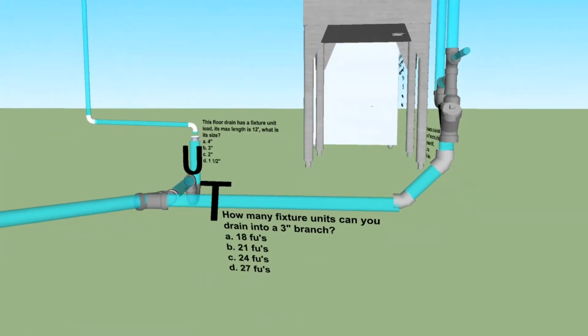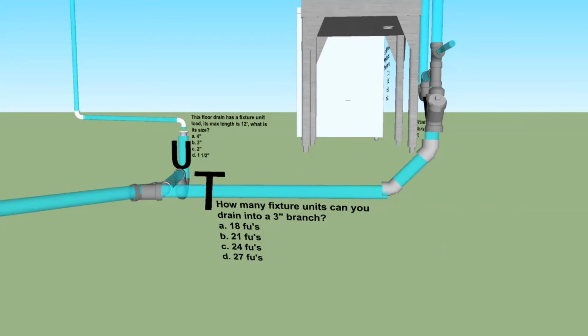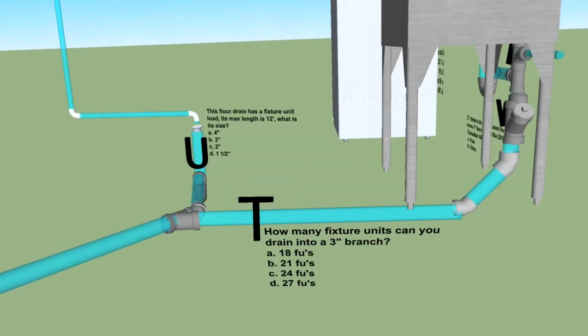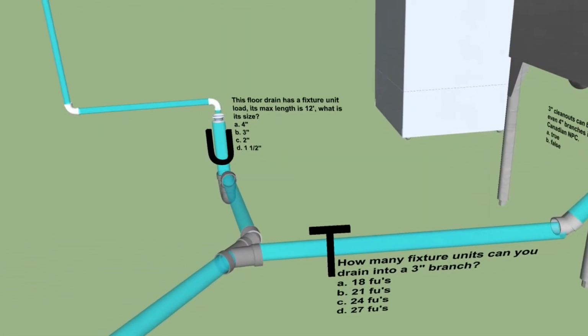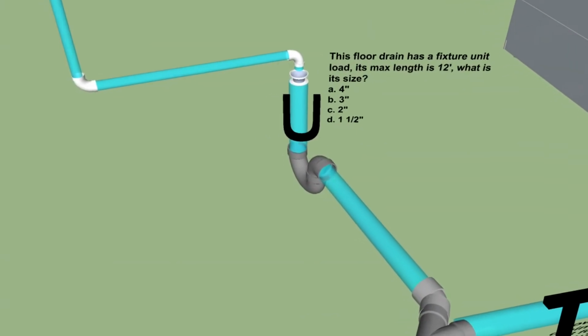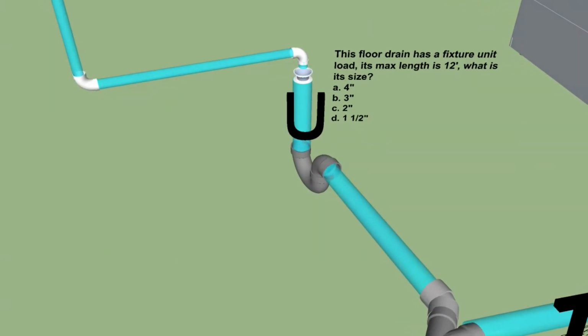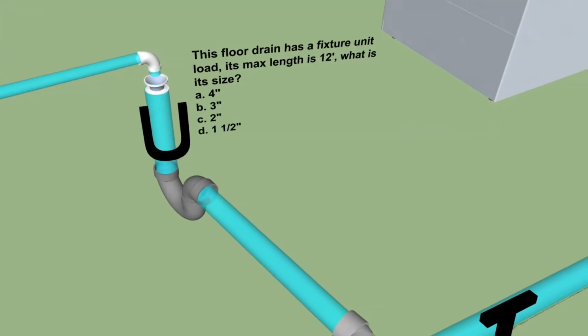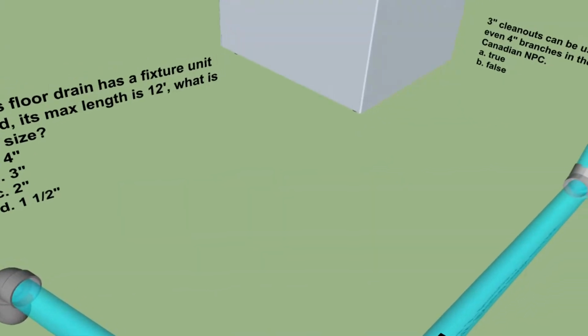T, how many fixture units can drain into a 3-inch branch? This is a famous one we get you to memorize in first and second year. I think it's Daryl Sittler's Toronto Maple Leaf jersey number. U, this floor drain has a fixture unit load. Its maximum length is 12 feet. At minimum grade, what would be the size of this 12-foot long floor drain? 4-inch, 3-inch, 2-inch, or inch and a half?